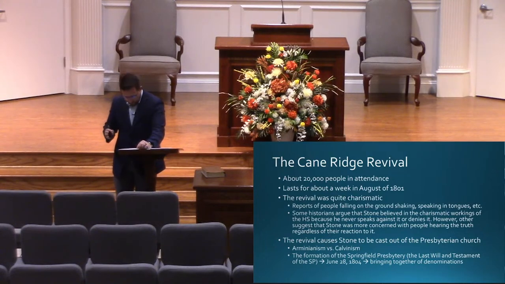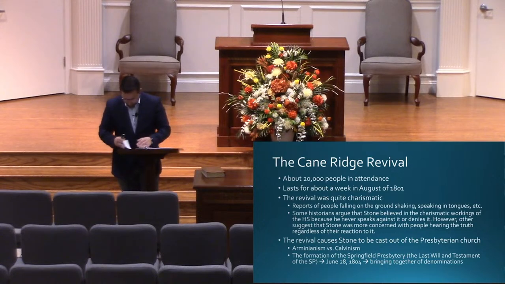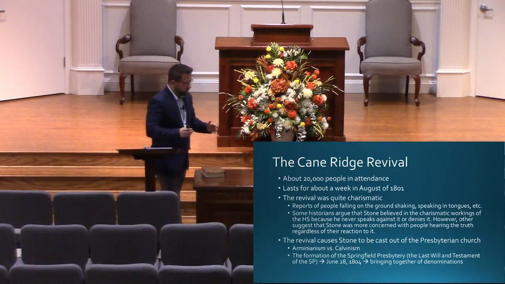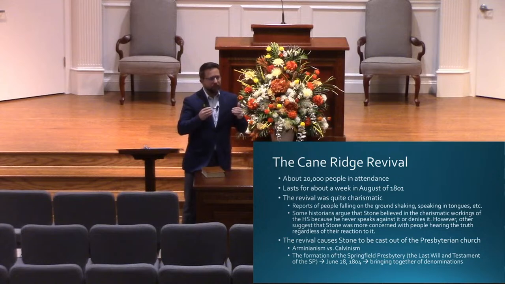And in this group, they write what is called the Last Will and Testament of the Springfield Presbytery on June 28, 1804. So 3 years after the Cane Ridge Revival. And what they say in this document, you can read it online if you want to, is, they call it the Last Will and Testament because it's as if they've died.